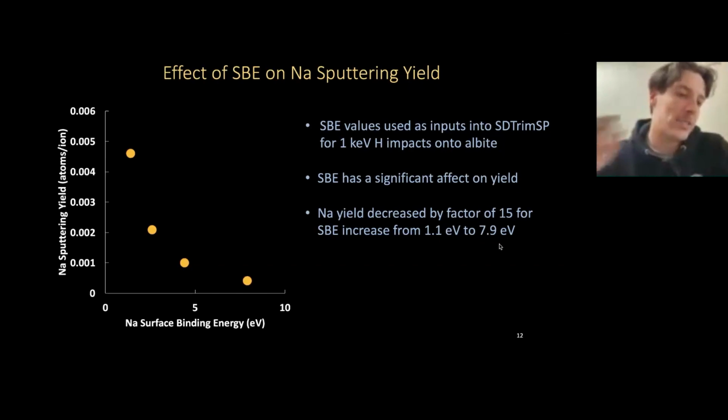On the y-axis, we have the sodium sputtering yield. On the x-axis, we have the surface binding energy. We can see that the surface binding energy does indeed have a significant effect on the yield, with the sodium yield being decreased by a factor of 15 for a surface binding energy increase from 1.1 to 7.9 eV. So big changes in the predicted sputtering behavior.